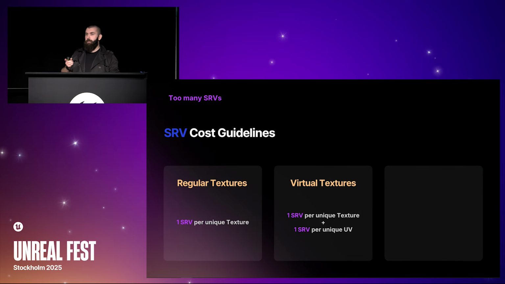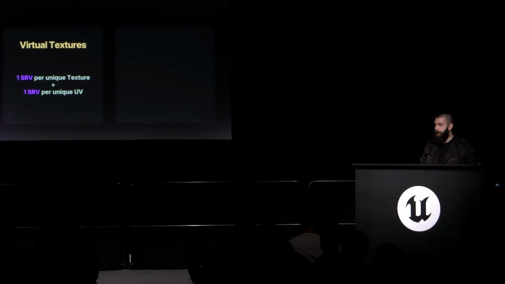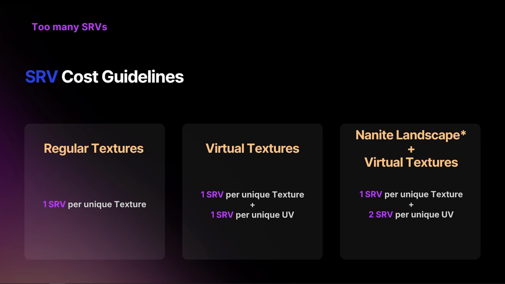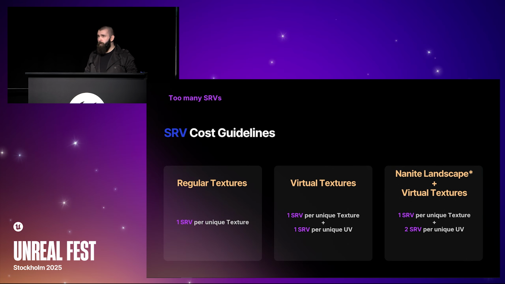So 3 SRVs for the 3 unique UVs and 1 SRV for the unique texture. And now there's a third case, which is a bit of an outlier. That is a nanite landscape plus virtual textures. And that creates 2 SRVs per unique texture, and not 1. So for one texture that's sampled 3 times with the same UV, you'll have 3 SRVs created.